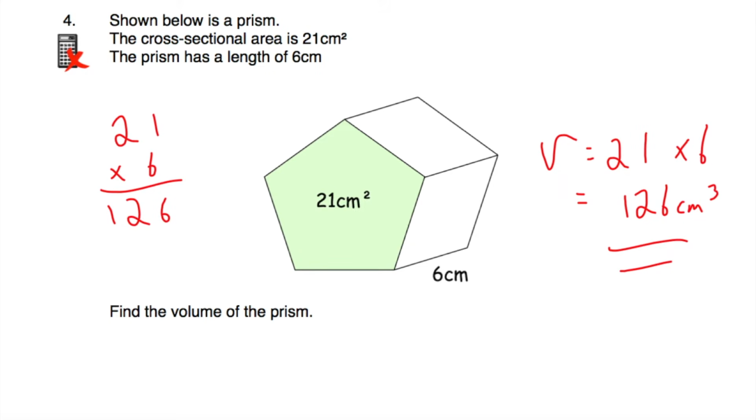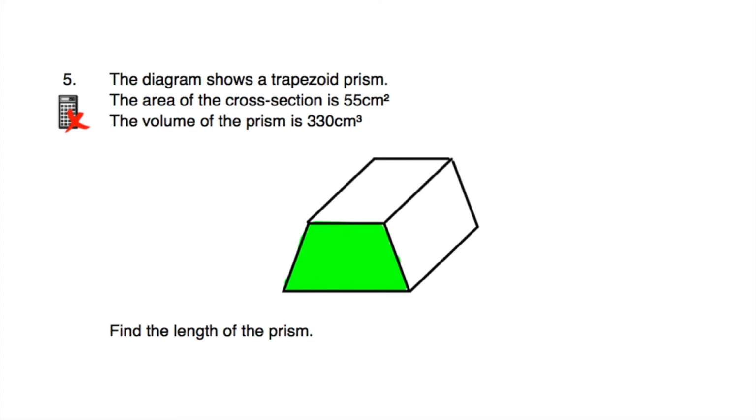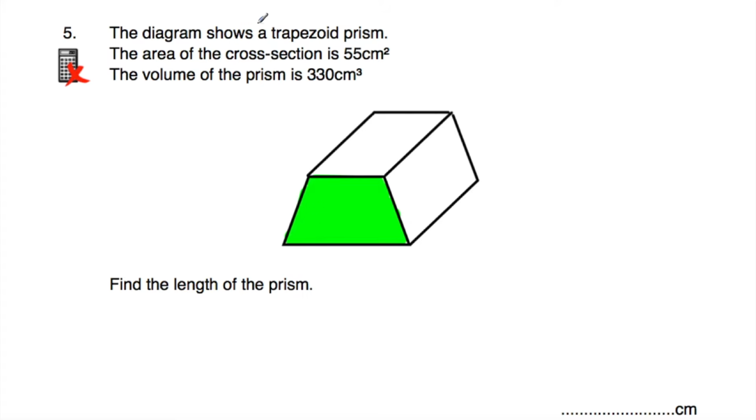Okay, let's look at our next question, question number 5. Question number 5 says the diagram shows a trapezoid prism. We've got this trapezium and it's a prism. And we're told the area of the cross section, so the shaded area, is 55 centimeters squared. So the area of this face here is 55 centimeters squared.